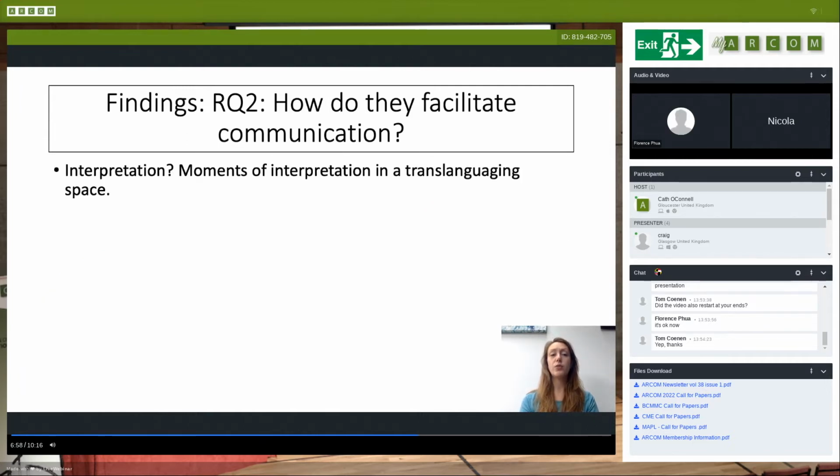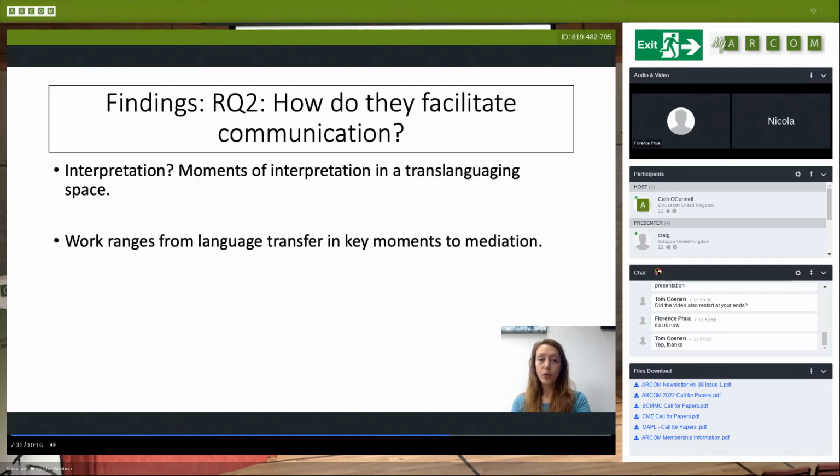So now those findings related to research question 2, how they facilitate the communication. So is it interpretation? Not strictly speaking, because the information is usually passed on in a different time and place, and often in more diverse means than just a verbal transmission. So we can consider them to be moments of interpretation or translation in a translanguaging space, so in a much more complex and creative interactional environment.